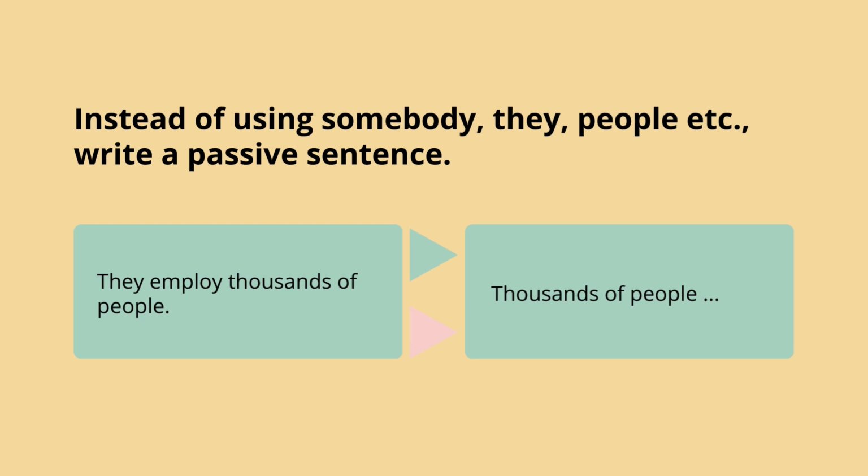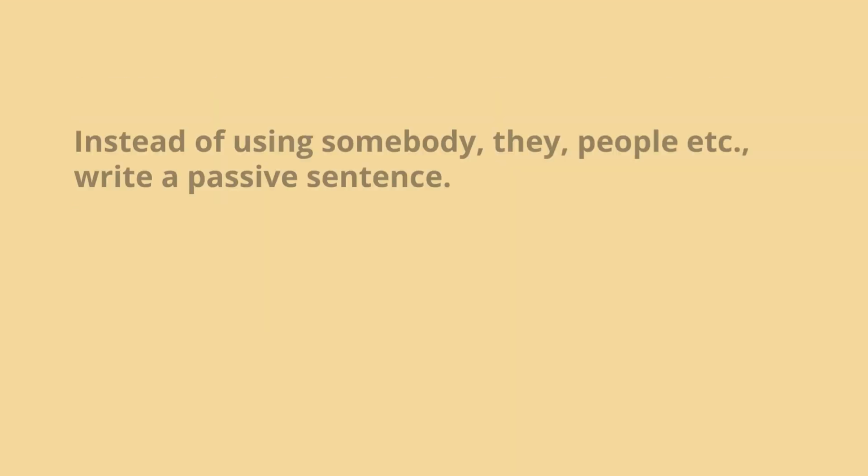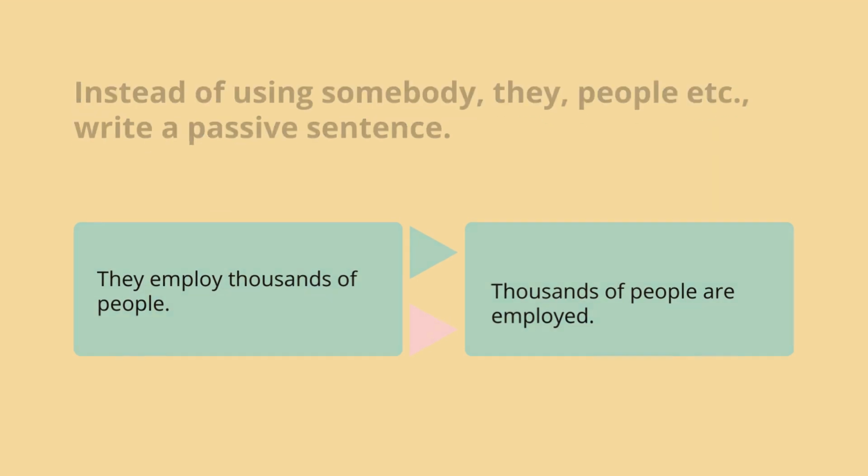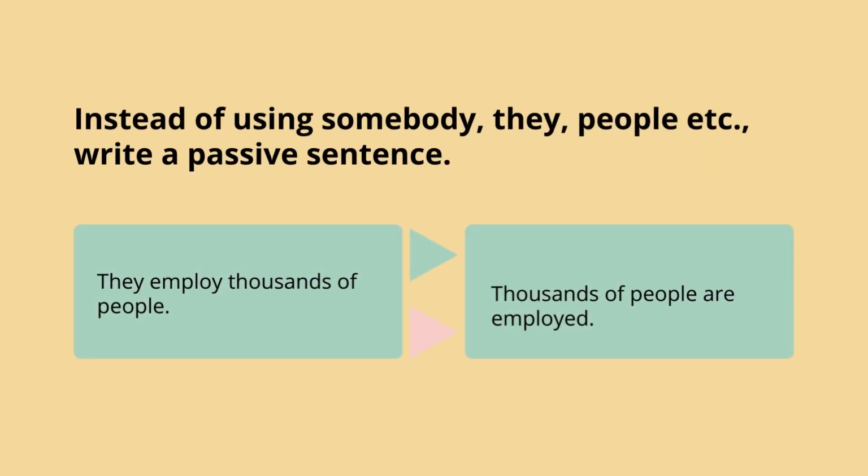Instead of using somebody, they, people, etc., write a passive sentence. They employ thousands of people. Thousands of people are employed.